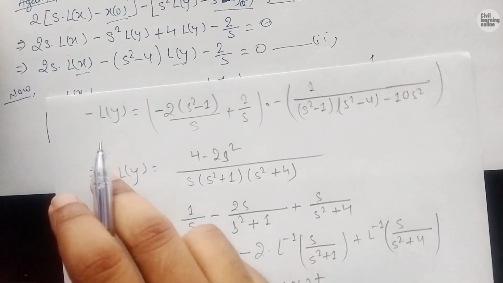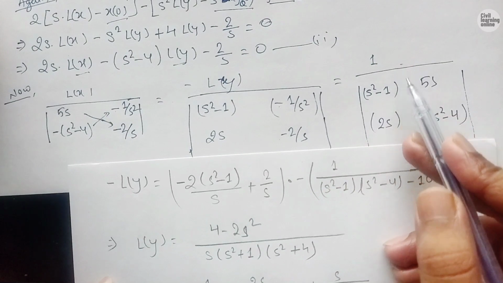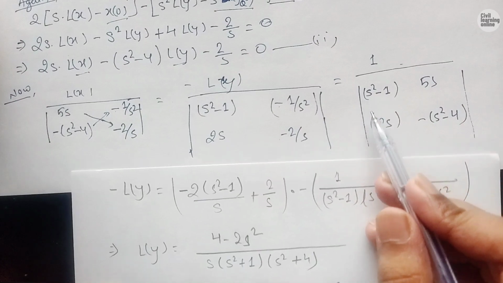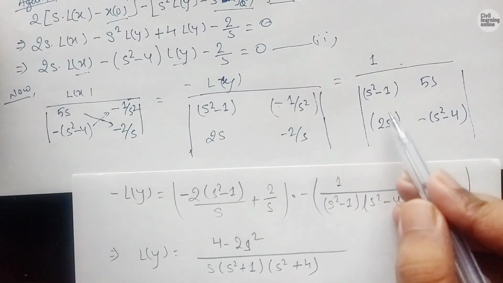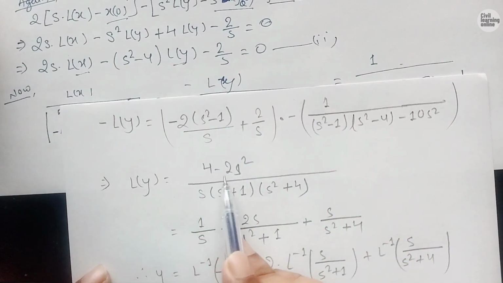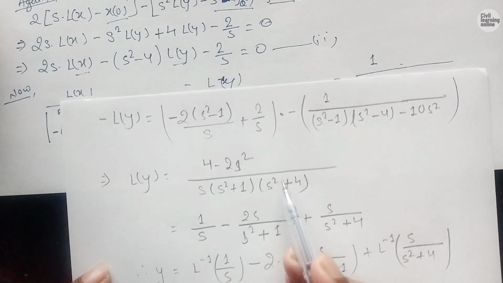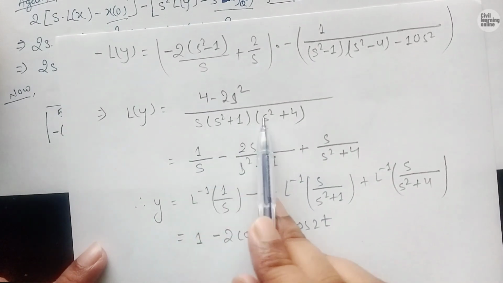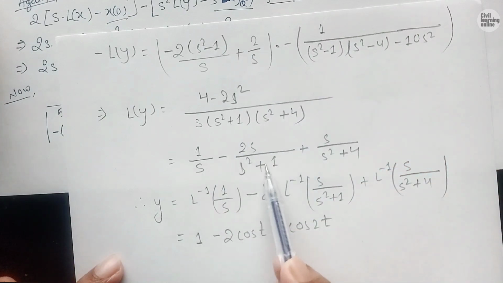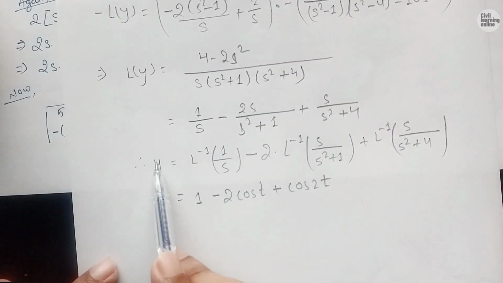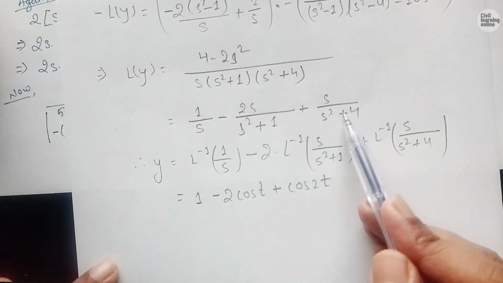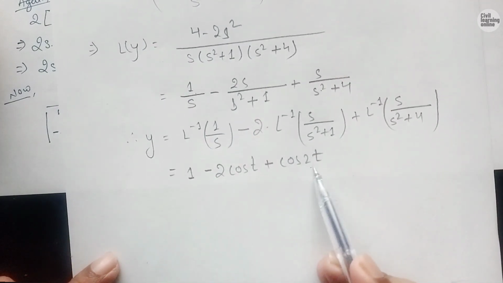So while solving for y, we will have minus Laplace transformation of y equals to this portion multiplied by minus 1 upon this portion. So on doing multiplication, we will get Laplace transformation of y equals to this value, and now we need to do the partial fraction as we have done for x also. So on doing the partial fraction, we will get this value. Now we will have y equals to inverse Laplace transformation of this minus inverse Laplace transformation of this plus inverse Laplace transformation of this. So on doing so, we will get the value of y also.